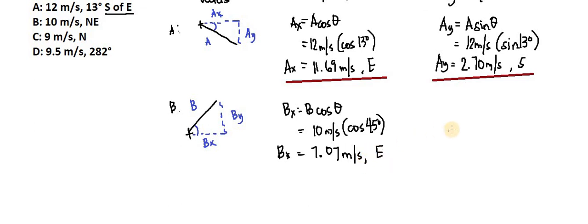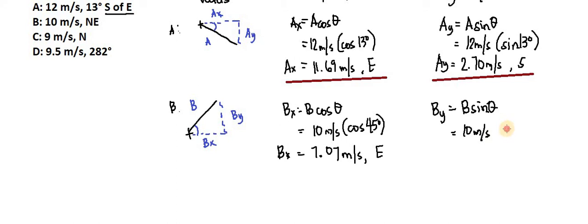And then for our B sub Y, your B sub Y is equal to B sine of theta. So, that's B. B is 10 meter per second.